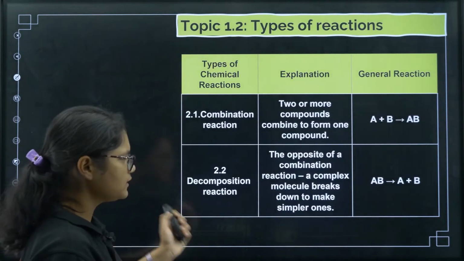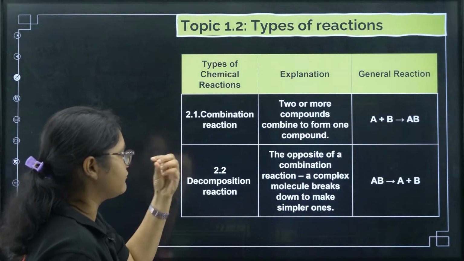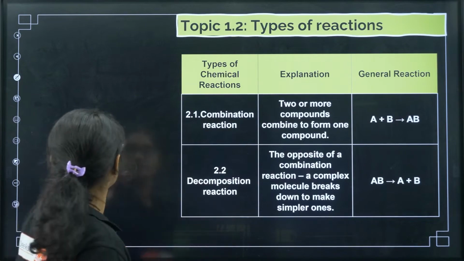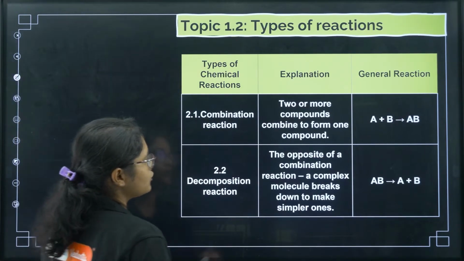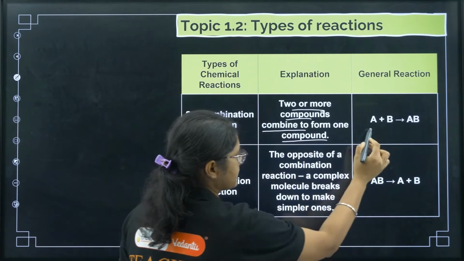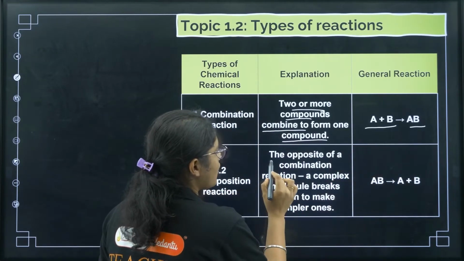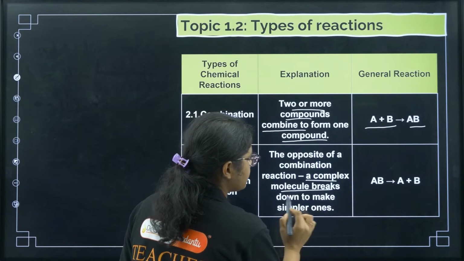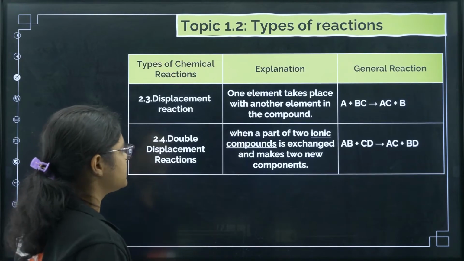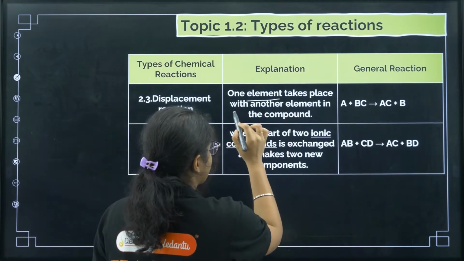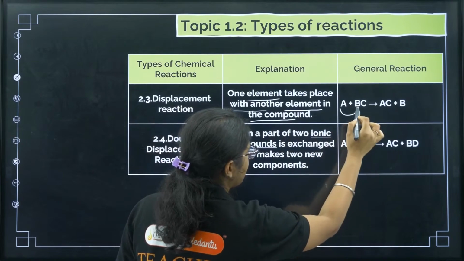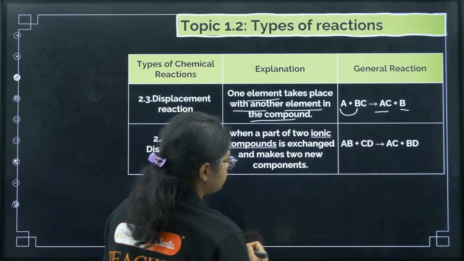Now these are the examples and definitions. Combination reaction, you need to learn these definitions. The first definition here is 2 or more compounds combine to form one compound. Decomposition, you can see A plus B gives you AB, the opposite of combination, a complex molecule breaks down to simpler ones. Now coming to displacement, one element takes the place of another element in the compound, right? A takes B and you get AC plus B.